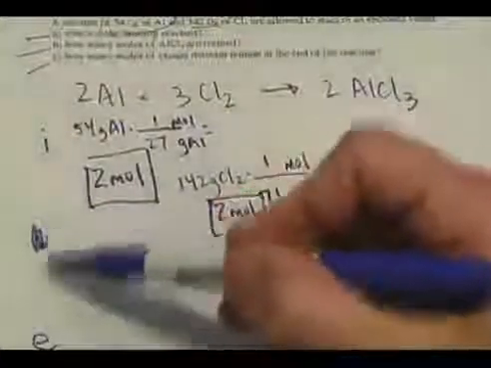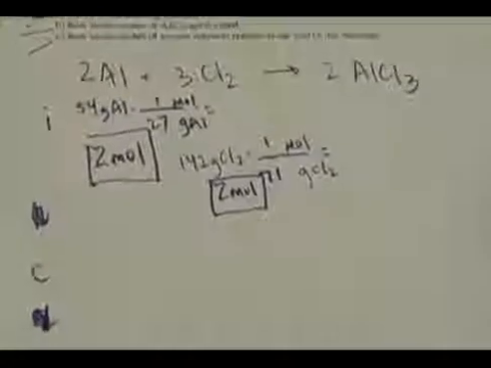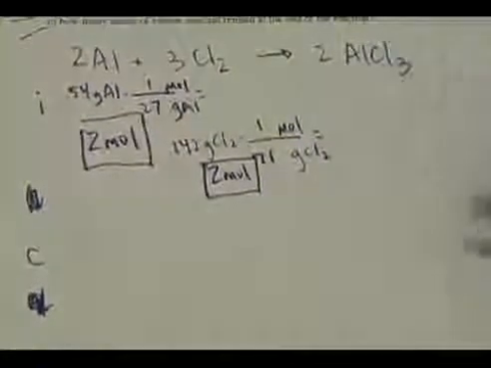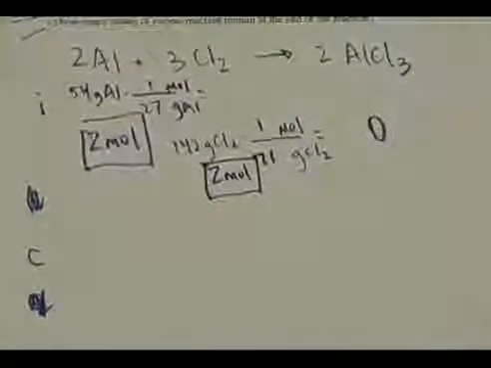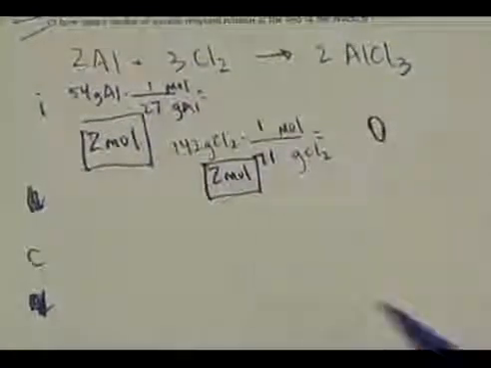I should probably move this C down just a little bit. I'll move my E down the table a little bit so I have a little more room. So I start with 2 moles here, start with 2 moles here. It doesn't tell me anything about AlCl3, so I'm assuming I'm going to start with 0. So that's step number 1, write the balanced chemical equation, and step number 2, convert to moles.